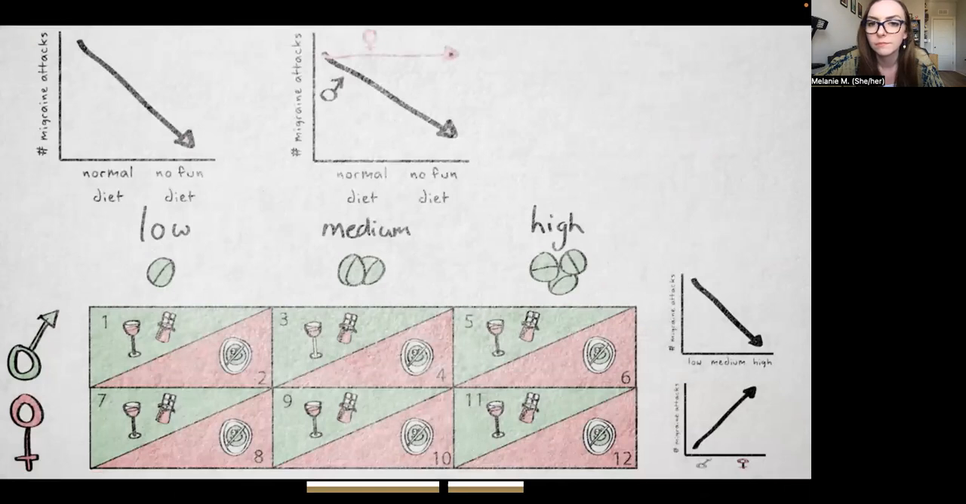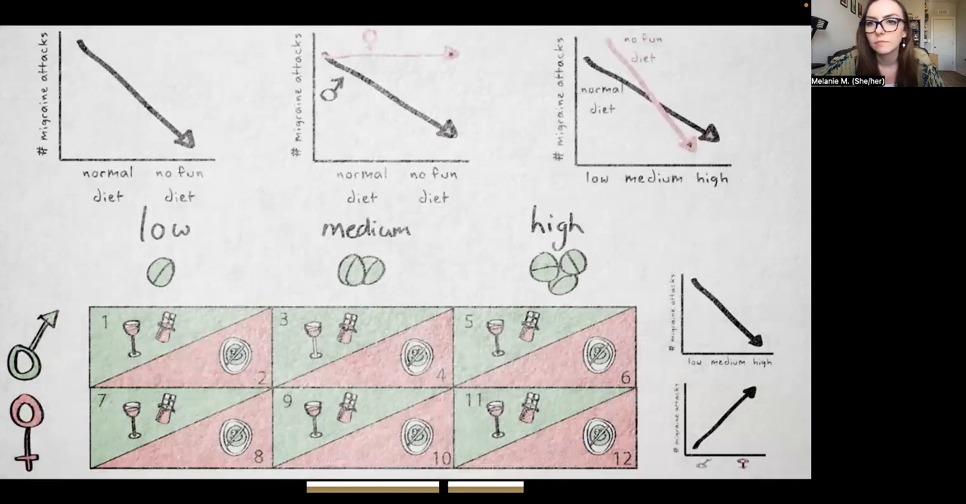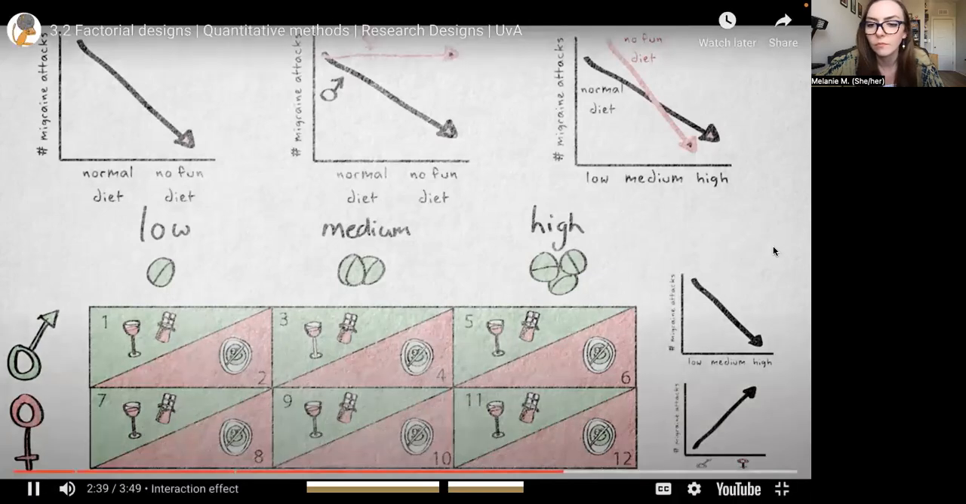Maybe the no-fun diet is effective for men, but not for women. We can also look at the two-way interaction between diet and dosage. Is a higher dosage more effective when a no-fun diet is being followed as compared to a normal diet? Finally, we can look at the three-way interaction.